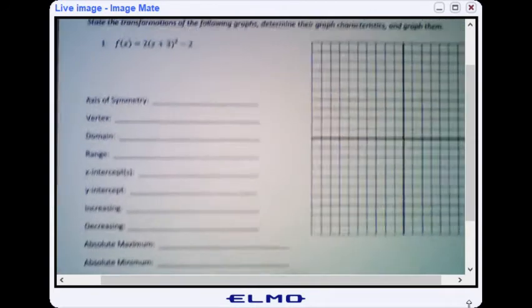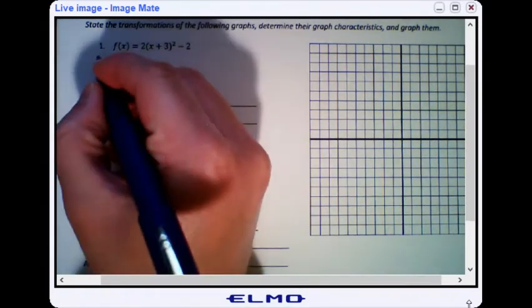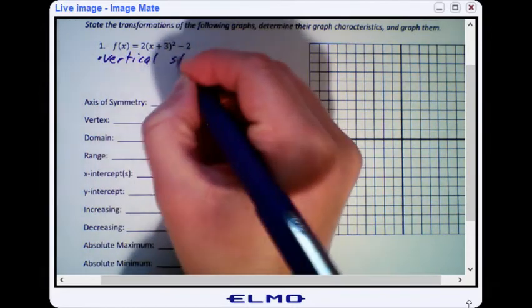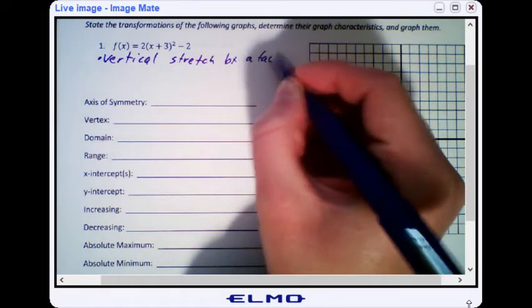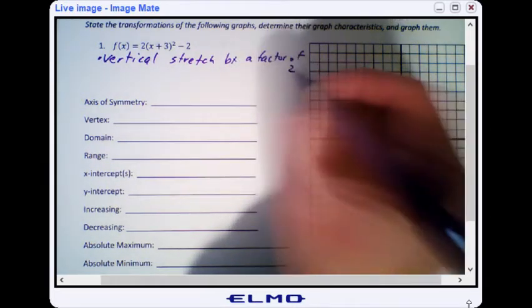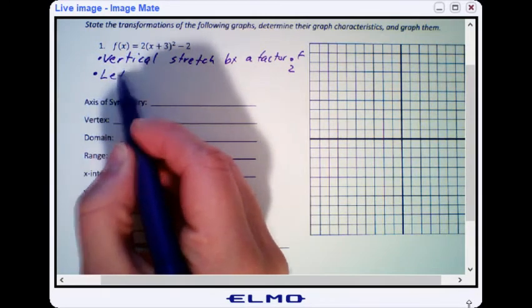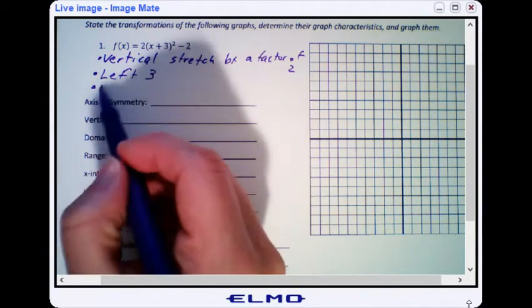We're going to state the transformation for number 1, and then we're going to figure out the graph characteristics and graph it as well. So when we look at number 1, this 2 on the outside is going to be a vertical stretch by a factor of 2. The plus 3 on the inside is going to go left 3. And then minus 2 on the outside is down 2.